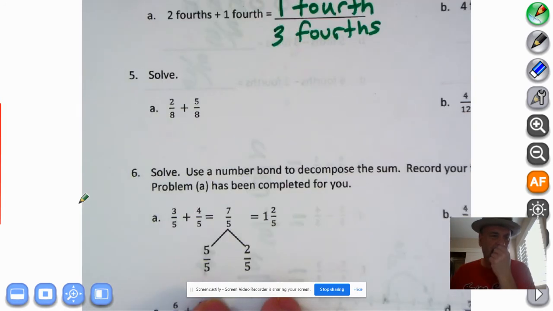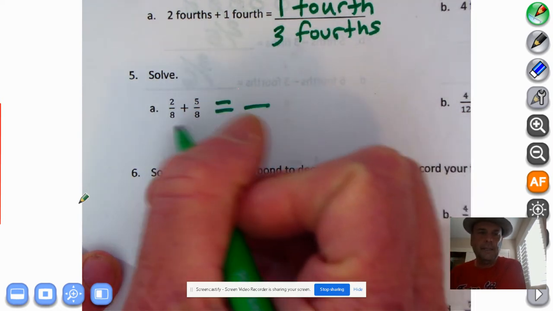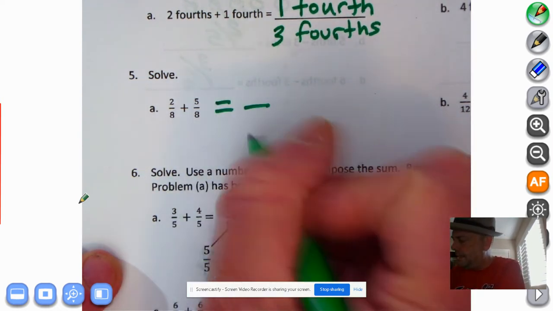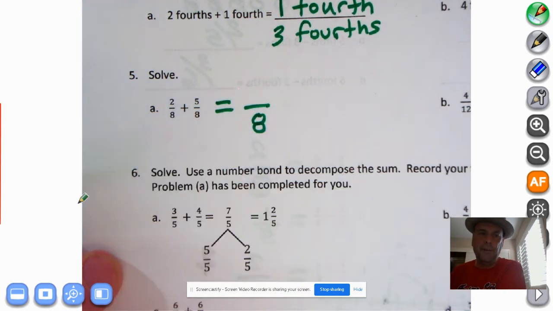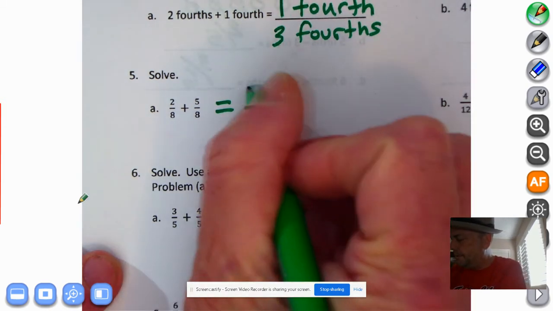Okay, let's take a look at our solve. Remember, when we add, the denominator stays the same, right? So it remains an 8. It's up to you to add 2 plus 5. What's 2 plus 5? Think about it. 5, 6, 7. You got it.